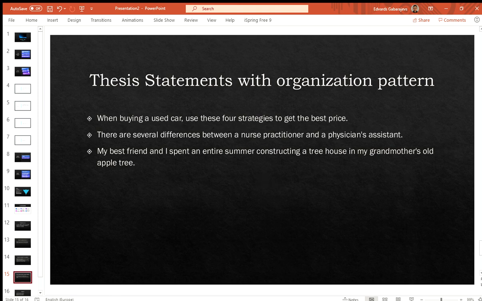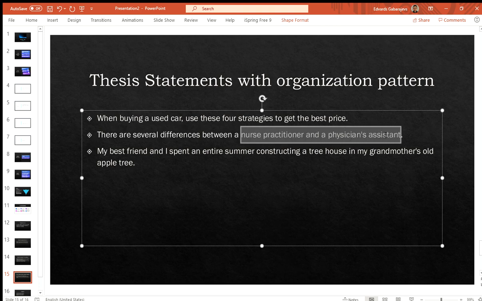There are several differences between a nurse practitioner and a physician's assistant. We can understand that it's a comparison, right? So we'll see the essay will be structured in a way that compares the two professions.